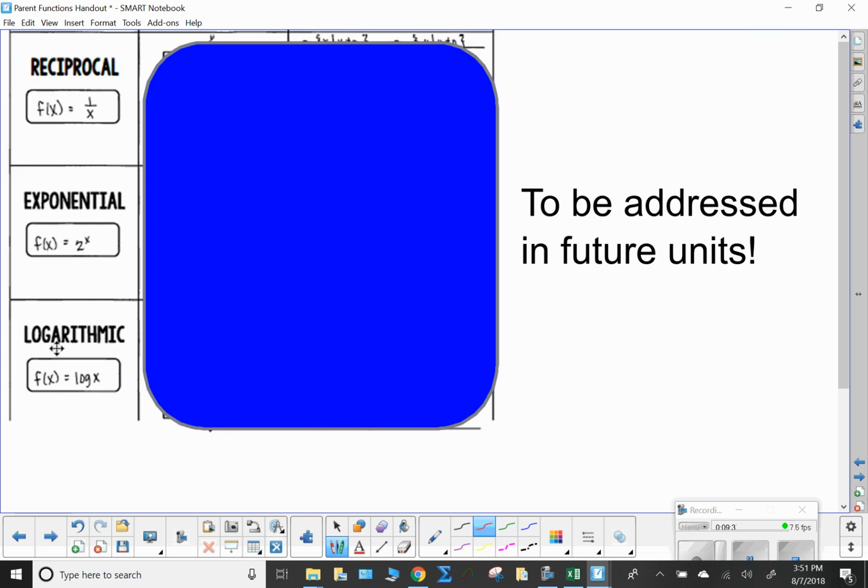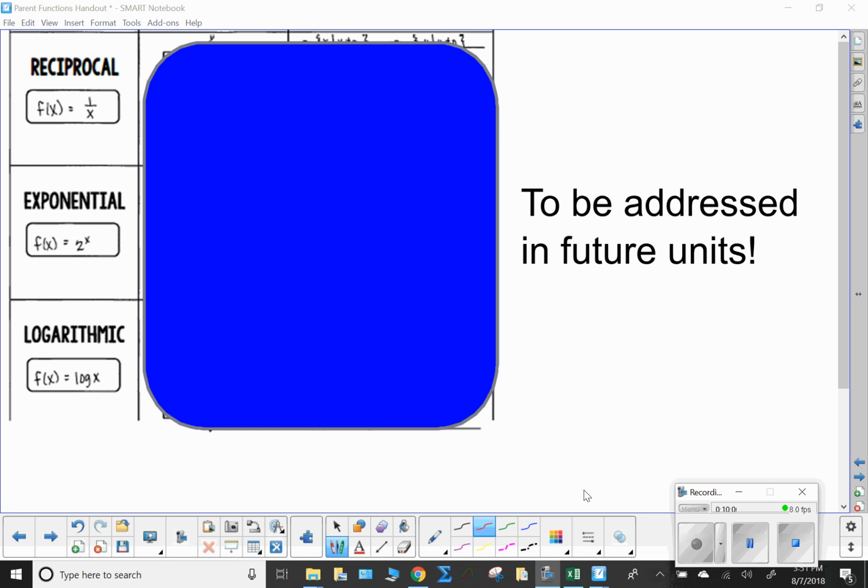Now when we get past the cube root, we have a reciprocal function, an exponential function, and a logarithmic function. We will address these in future units. I don't want you to get confused with these. We're not going to get into the patterns or anything of these right now. These will come in future units. The thing about these, we will have transformations down pat. So graphing these will move very quickly in future units.